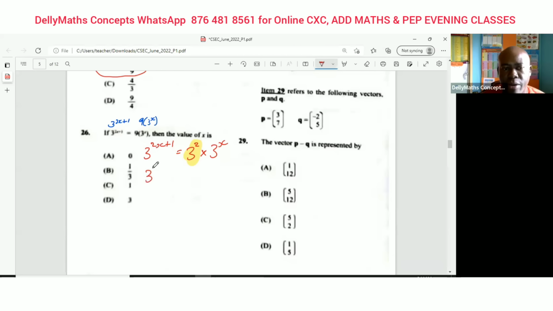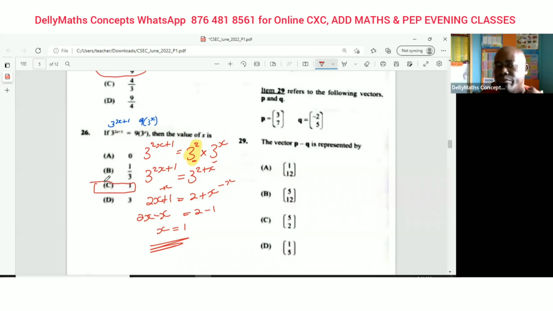So basically, if I rewrite what I would have, when you multiply the same base, you add their powers. So we have 3 to the power 2 plus x. This is one of the ways you could work it. When we have the same base, we could drop them. So basically, we have 2x plus 1 is equal to 2 plus x. Gather the x's on one side, so I'll have 2x minus x, that is basically subtracting x from both sides, and then we have 2 minus 1. So I have x is equal to 1 straight away. All right, so x is equal to 1.